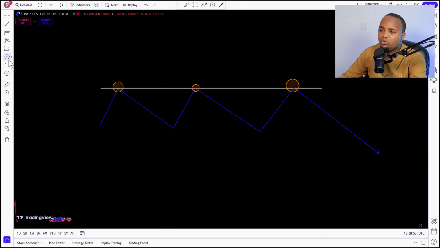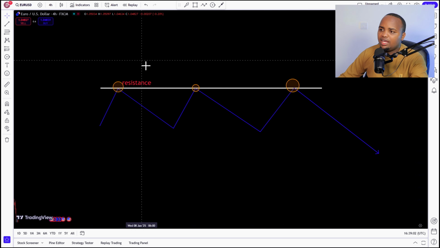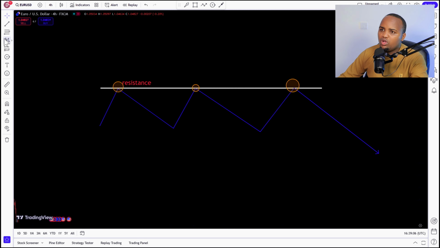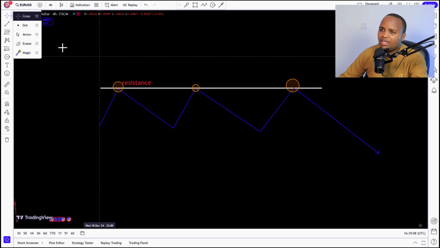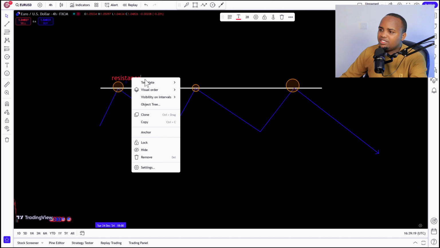So what do we call this? We call this a resistance zone. A resistance zone, you can consider it like a ceiling, where the market is trying to move, where the market is trying to break, and the market just did not break that. So it just acts like a ceiling. So that is the resistance.